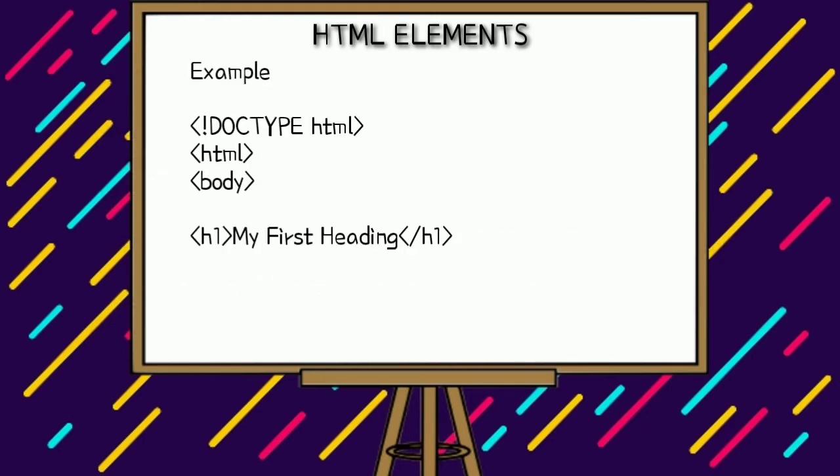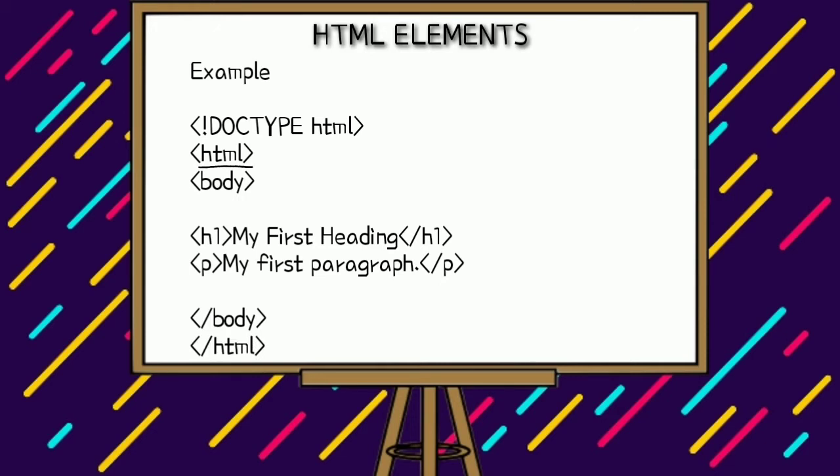Here is an explanation for the example. The HTML element is the root element and it defines the whole HTML document. It has a start tag and an end tag. Then inside the HTML element, there is a body element. The body element defines the document's body. It has a start tag and an end tag.